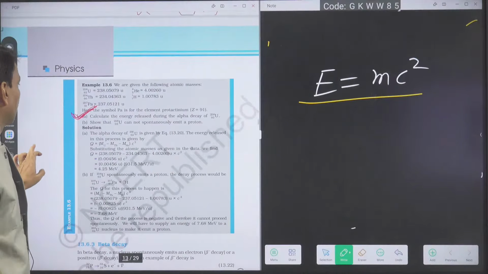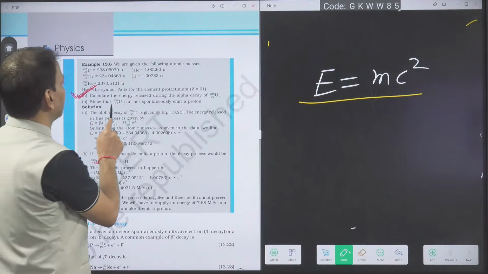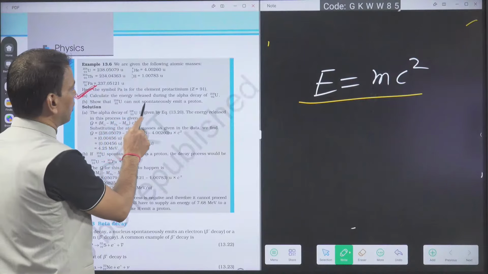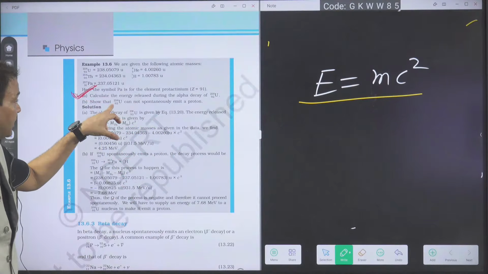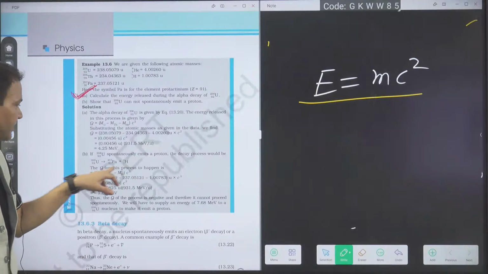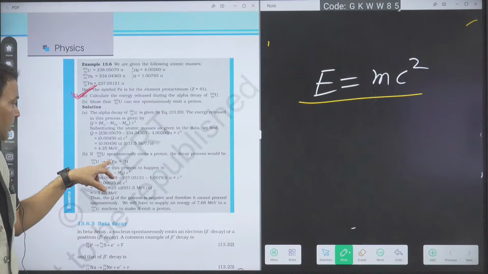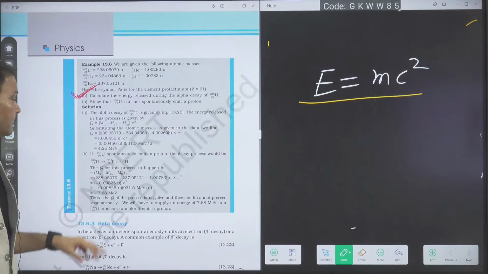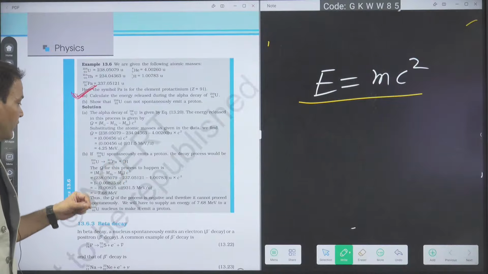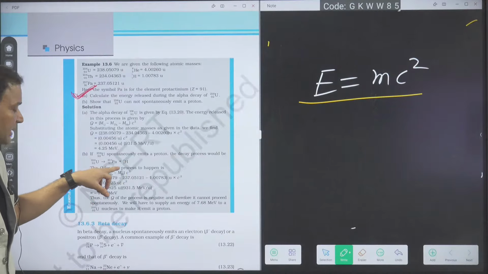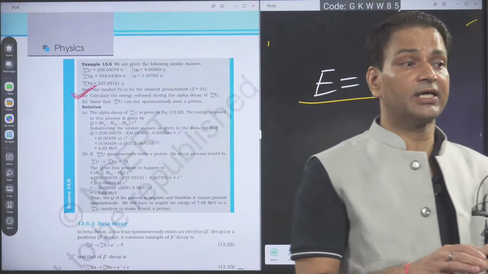Here we have been given the following atomic masses, and we have to show that uranium-238 cannot spontaneously emit a proton. Just remember, if 92 uranium-238 is ejecting the proton, then the reaction will be 92 uranium-238 gives 91-237 plus 1H1. All masses are given. If you calculate the mass of reactant and the mass of product, then you will find that the mass of reactant minus the mass of product is negative. It means mass loss is not there.